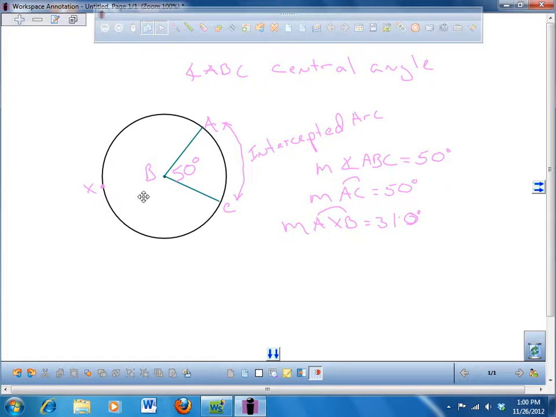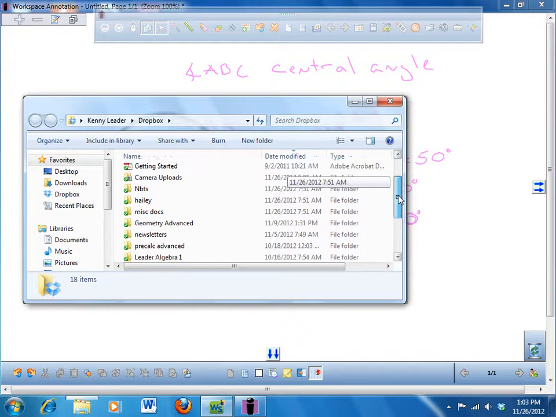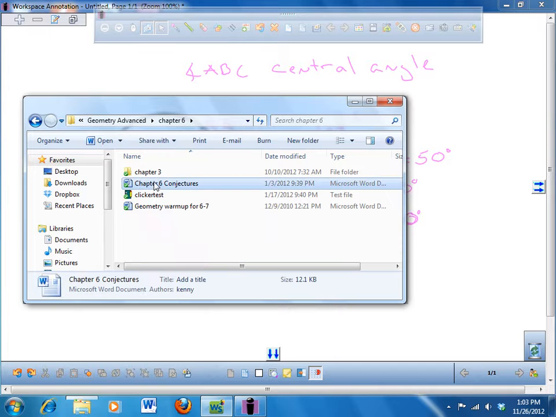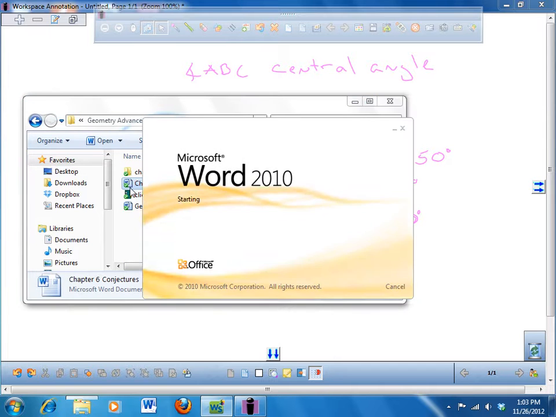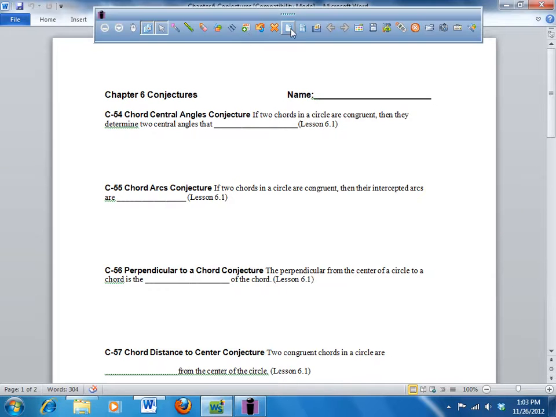Okay. So your first conjecture says chord central angle conjecture. If two chords in a circle are congruent, then they determine two central angles that are also congruent. I'm going to bring this up on my website as well, in my Dropbox, under Geometry Advanced, Chapter 6 Conjectures. Wow. Look at that.